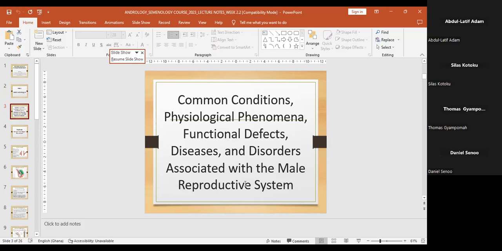All right. So you're going to look at organ per organ. The conditions and the physiological phenomena, all of them, you're going to look at them one by one.